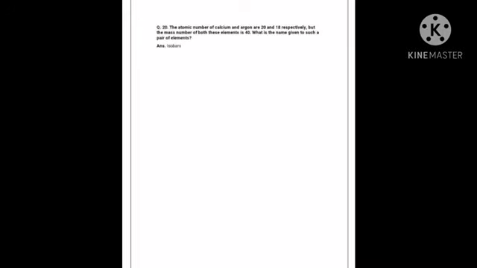So mass number is 15 plus 16. Got it? That will be 31. So this 31 that is written at the top is the mass number, and the 15 that is written at the bottom is the atomic number. See again that to represent an element, what do you need? Atomic number and mass number.